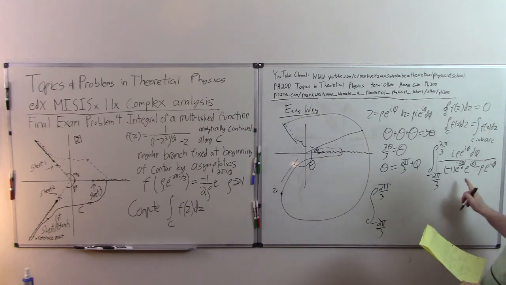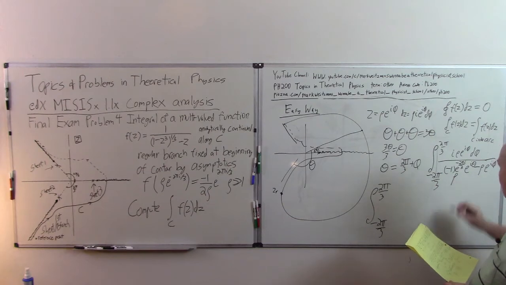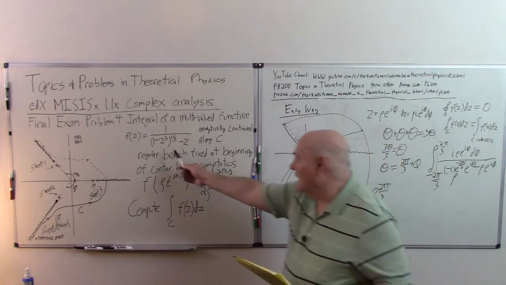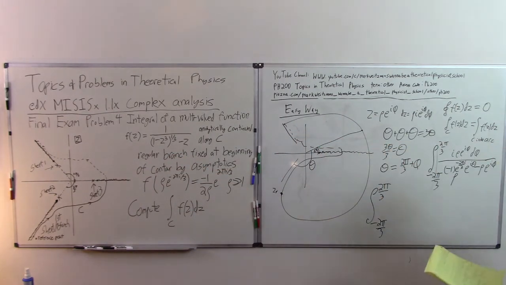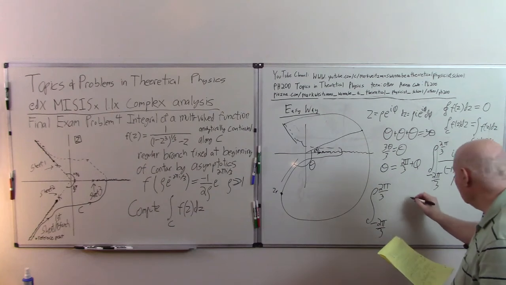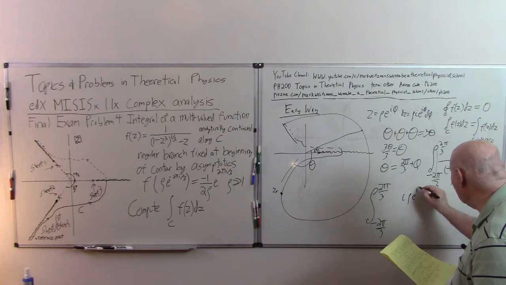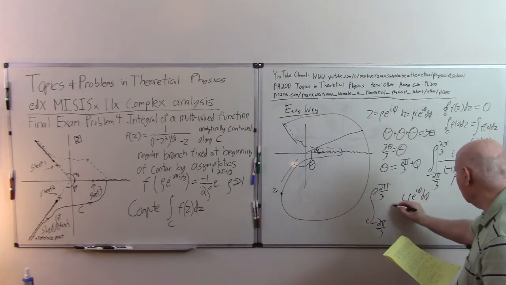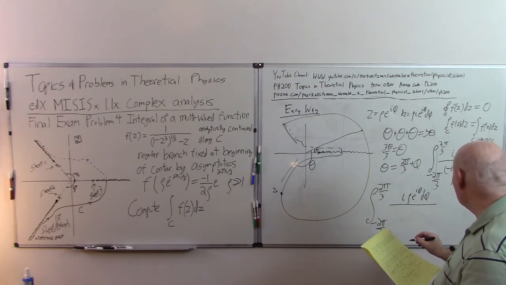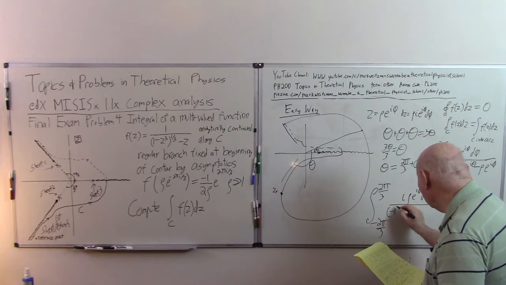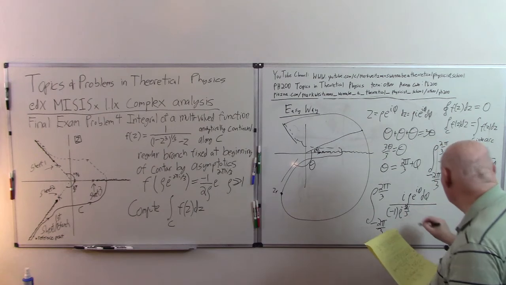I left out something here. I know I did. There's a rho here. This rho is the asymptotic value of this, which is the absolute value of z, which is just rho. So I'm going to get i rho e to the i phi d phi divided by minus 1 e to the minus 2 pi i over 3.